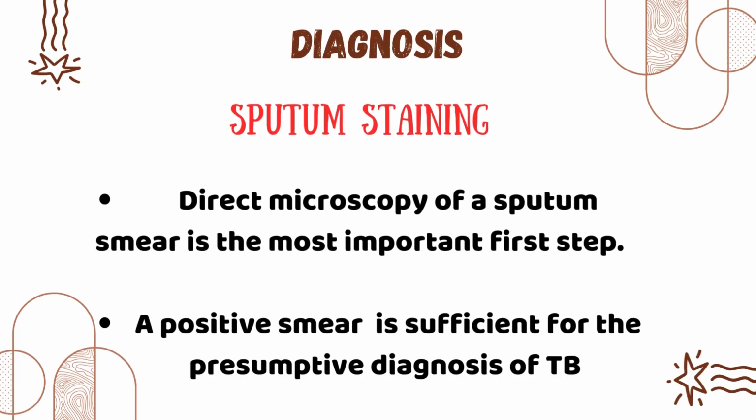Sputum staining is a crucial diagnostic tool for tuberculosis. The first and most important step is performing direct microscopy on a sputum smear. If the smear is positive, it provides enough evidence for a presumptive diagnosis of TB, allowing treatment to begin while further tests are conducted for confirmation.